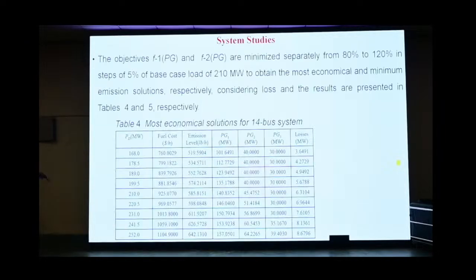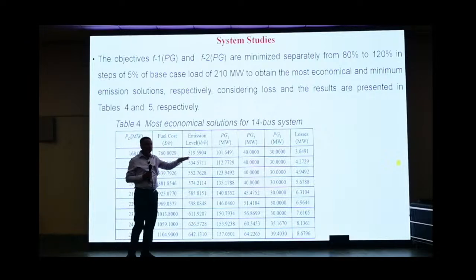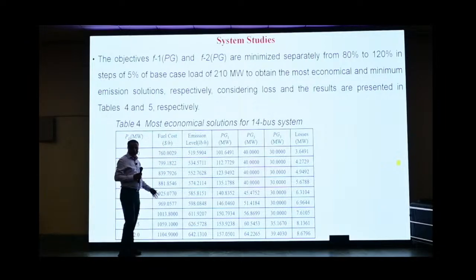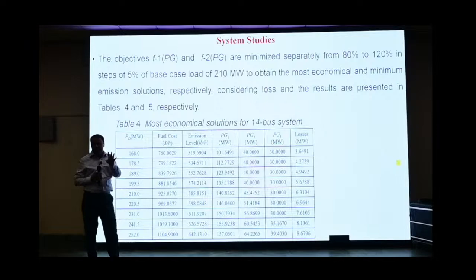This is what to do first: first minimize the first objective, the cost. How are we getting this? PG1, PG2, PG3 are obtained from the optimization. We are getting this one. Then the same decision variables you put into the other objective, which is not optimized, and we get some value.